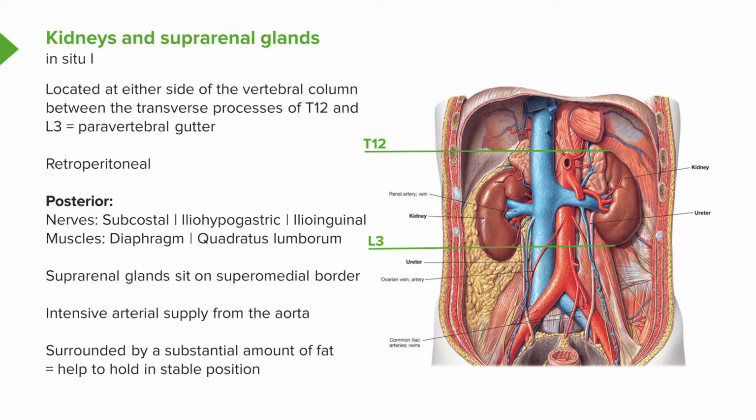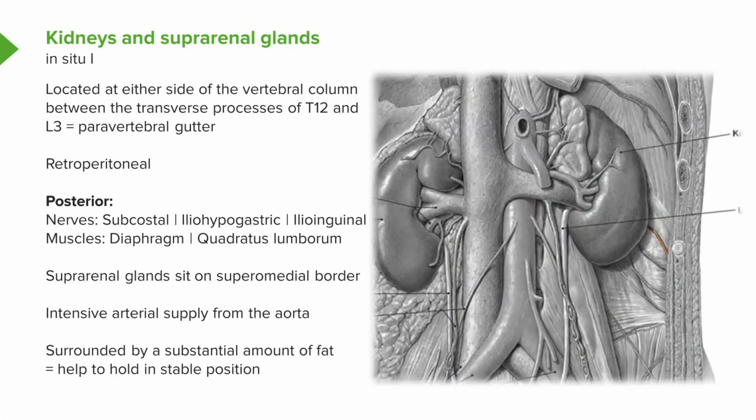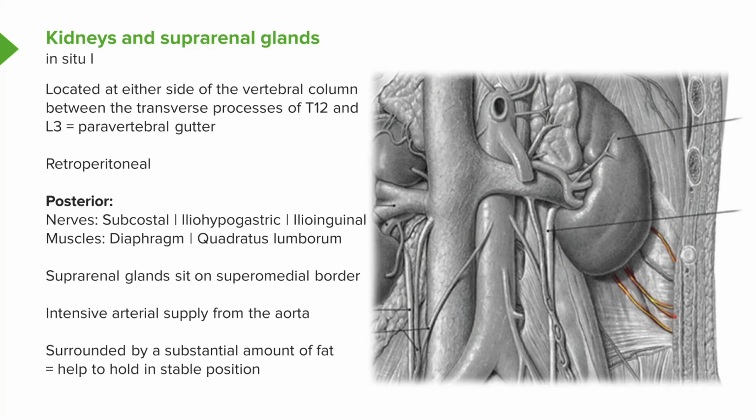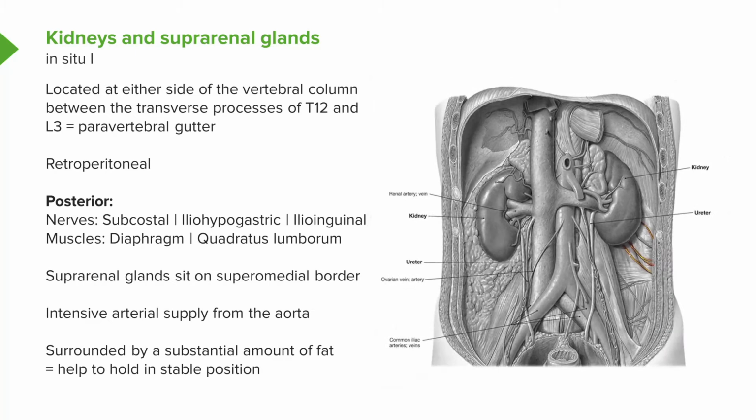Posteriorly, as I alluded to in the previous slide, there's a series of relations. There's some nerves, some muscles, the subcostal nerve, which we can see, iliohypogastric, ilioinguinal. And these are passing down here, subcostal, ilioinguinal, iliohypogastric. We can see those posteriorly to the kidney. We can see it sitting on some muscles, the diaphragm, quadratus lumborum. It's also just sitting lateral to psoas muscle, which we can see here.